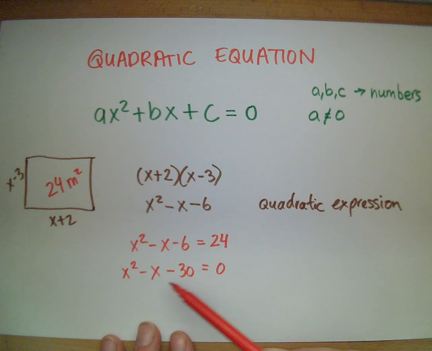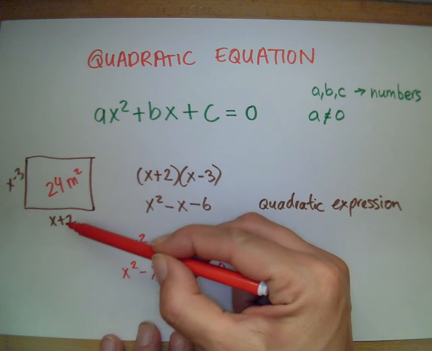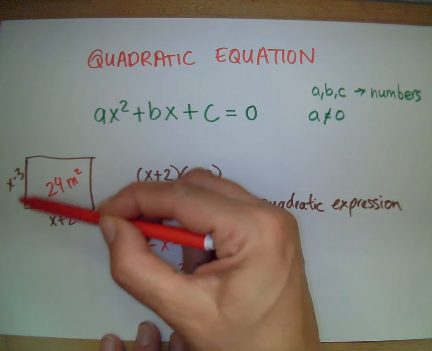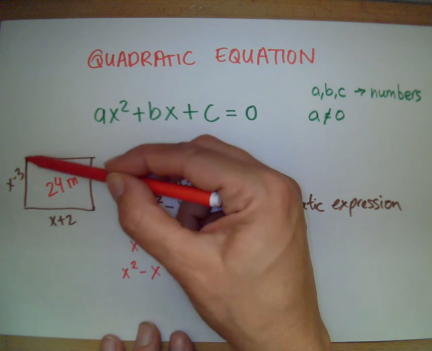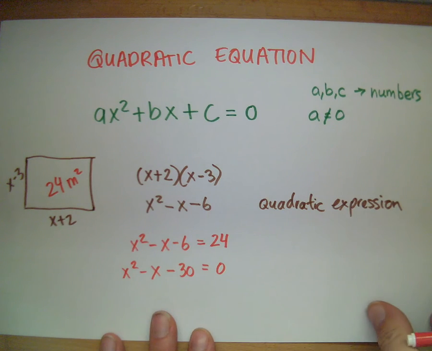So by using factorization to solve this quadratic equation, we can find the x value and we can find the exact length and width of the field that would make it have an area of 24 square meters. Okay?